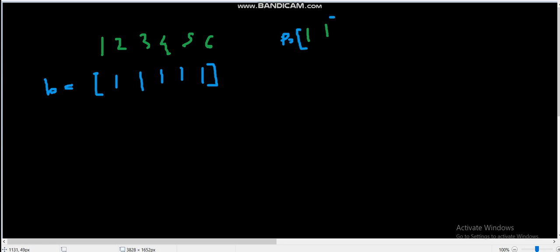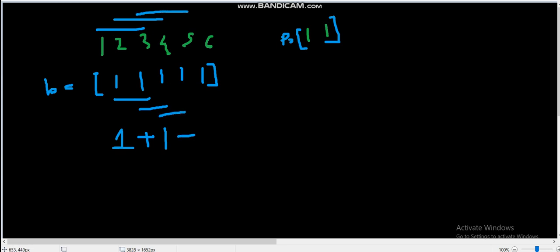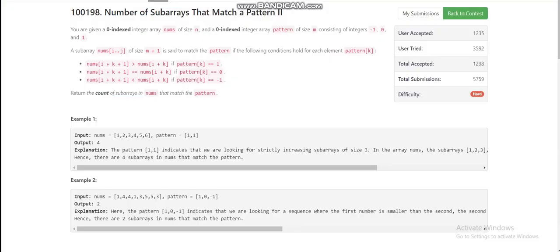Now we have to check every subarray of length 3, or length of pattern plus 1. We are checking the first three numbers. They give us this B value, which matches the pattern, so the answer is 1. Now we check 2 3 4, the pattern value is 1 1, this is also matching, so we add 1. Then 3 4 5 matches, plus 1. Then 4 5 6 matches, so the answer is 4 here. So our answer will be 4. This is quite a straightforward example.